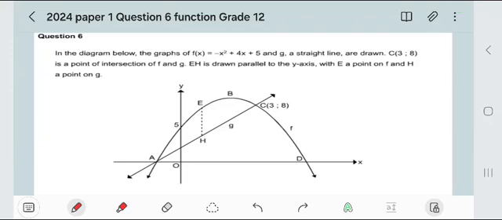We're dealing with question 6, which is function 2024 paper 1.